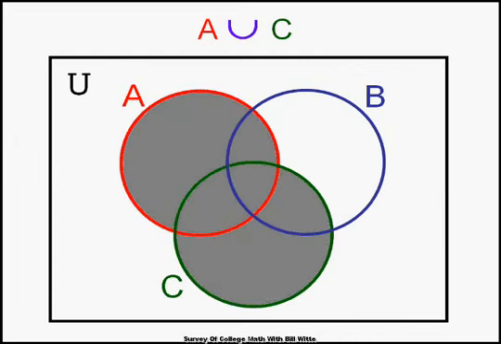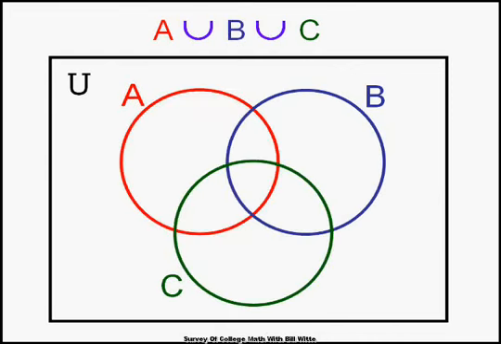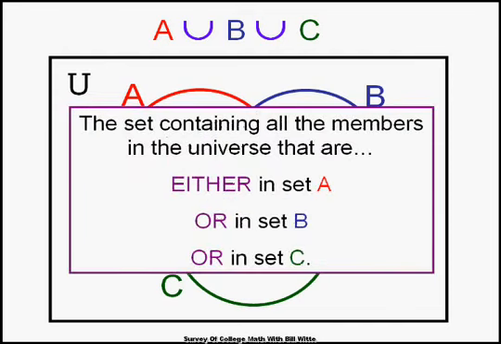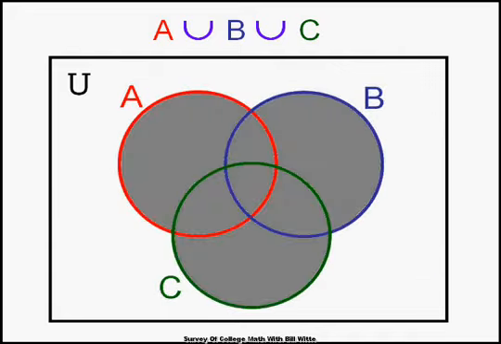Now let's try all three: A union with B, union with C. All you really do, if you think about it, is put them together. Anybody that's either in A or in B or in C, this is going to be easy, as long as you're in one of the three. There it is. Now there's an area on the outside that isn't shaded in the universe. That's because there's nothing out there that's in A or B or C. It has to be in one of them to be in this union.